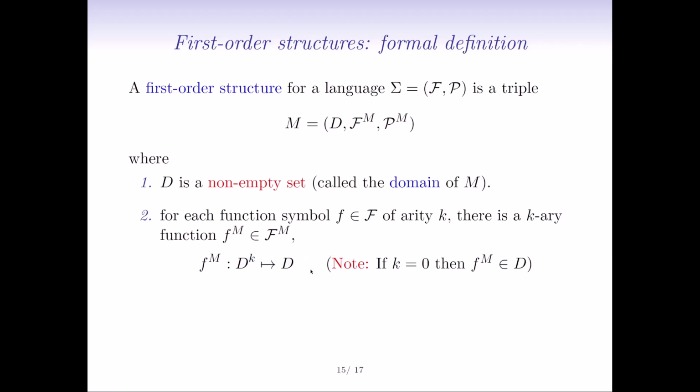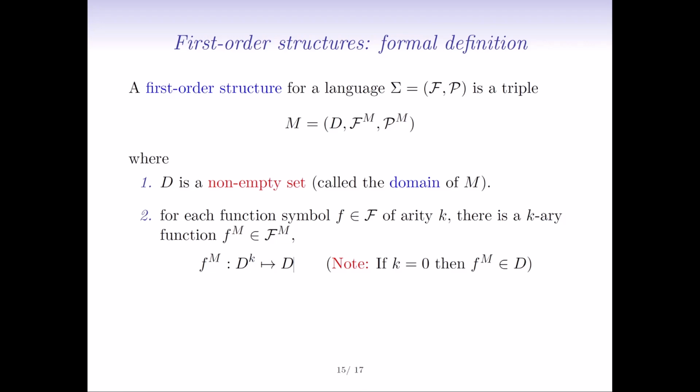So in other words, this function f_M takes in k elements of D, so a k-tuple of things all from D, and returns an element of D. So for example, if f is a function symbol of arity 2, then f_M has to map D^2, or D cross D, into D. So it takes pairs of elements from D and gives you back an element of D.